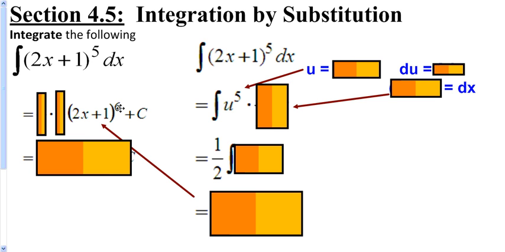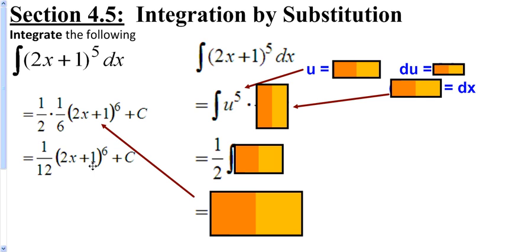I got to have something in front to undo that 6. And then remember, you got to undo the chain rule. The derivative of the inside would be a 2, so you got to have a 1/2 in front to undo your 2. So in other words, you get 1/12 in front.